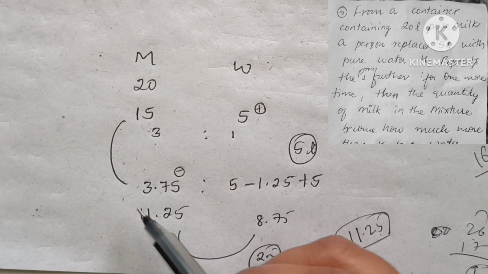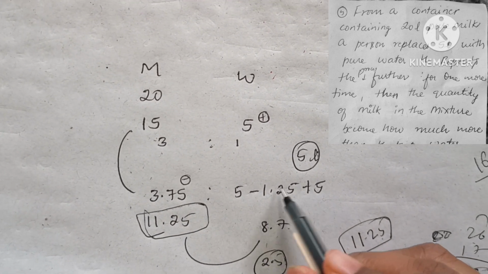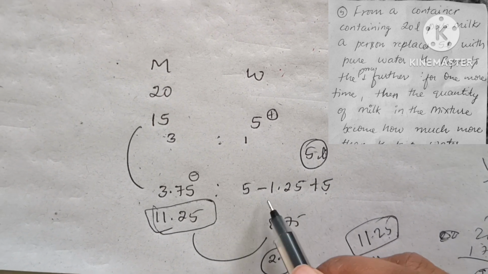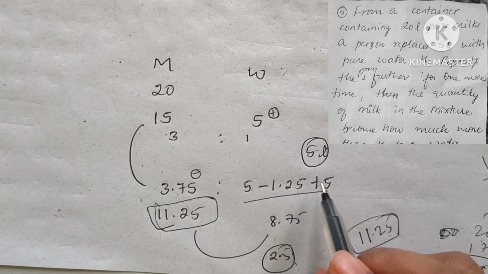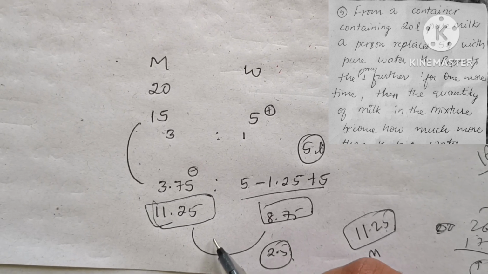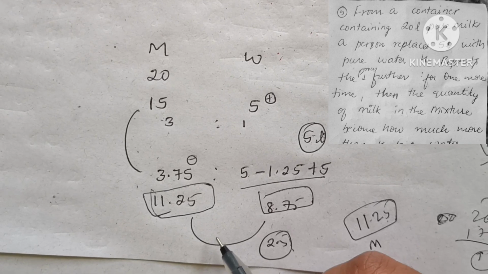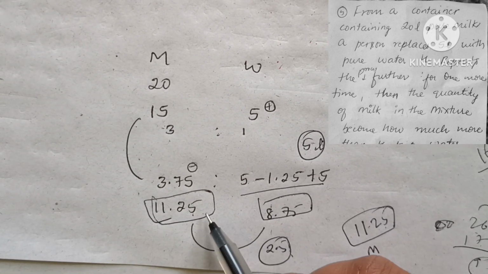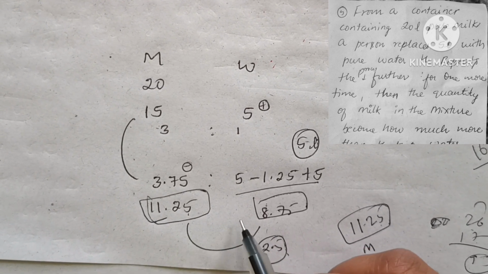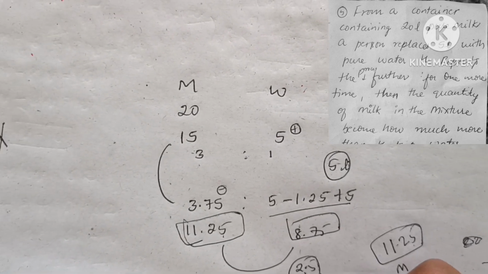Then we will be left with 11.25 liters of milk, and after that he takes out 5 liters of the mixture and adds 5 liters of water. So this will be 5 plus 5 is 10, 10 minus 1.25 will be 8.75. In the question they asked how much more the quantity of milk in the mixture is than that of water, means the difference between these two quantities. Therefore 11.25 minus 8.75 will be equal to 2.5 liters. So this is the answer, and that's it.